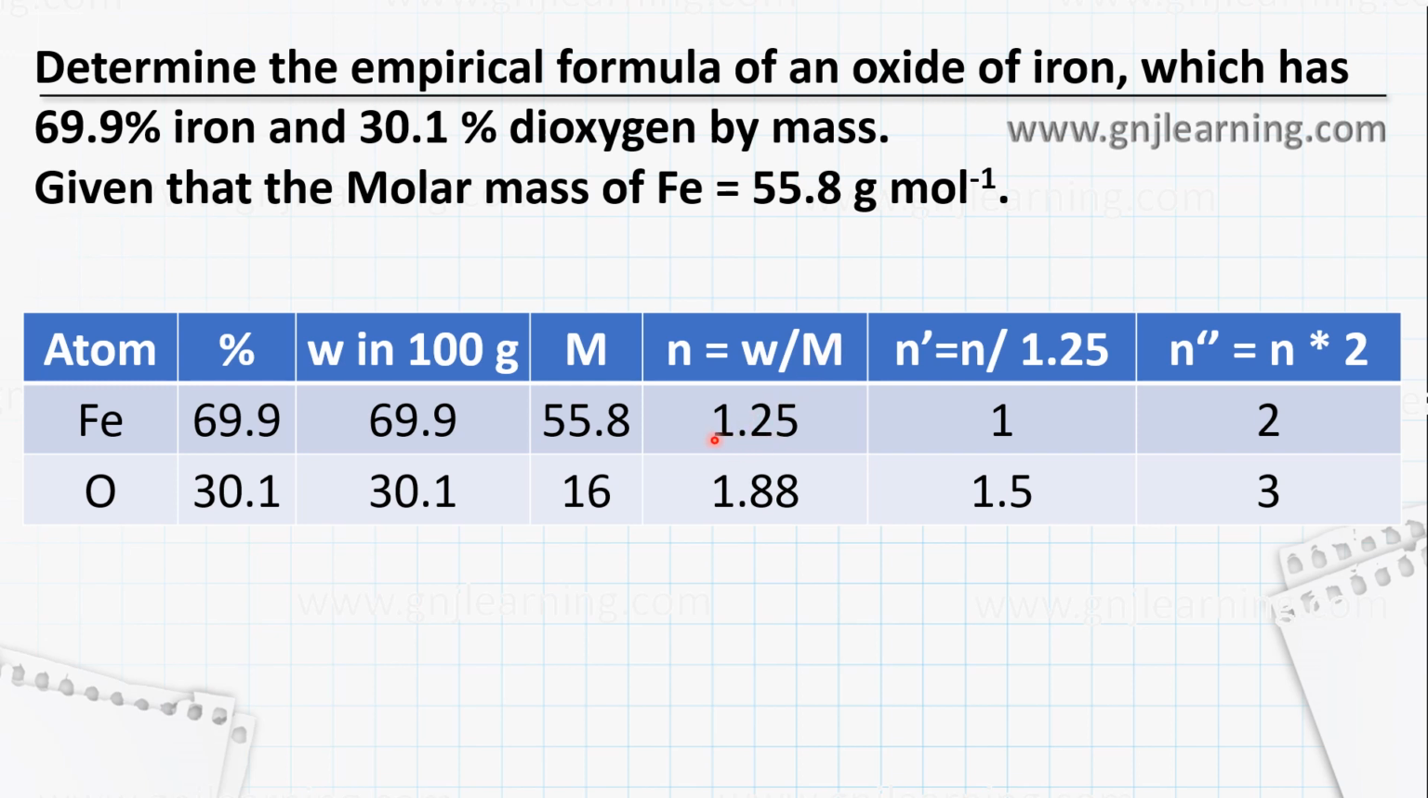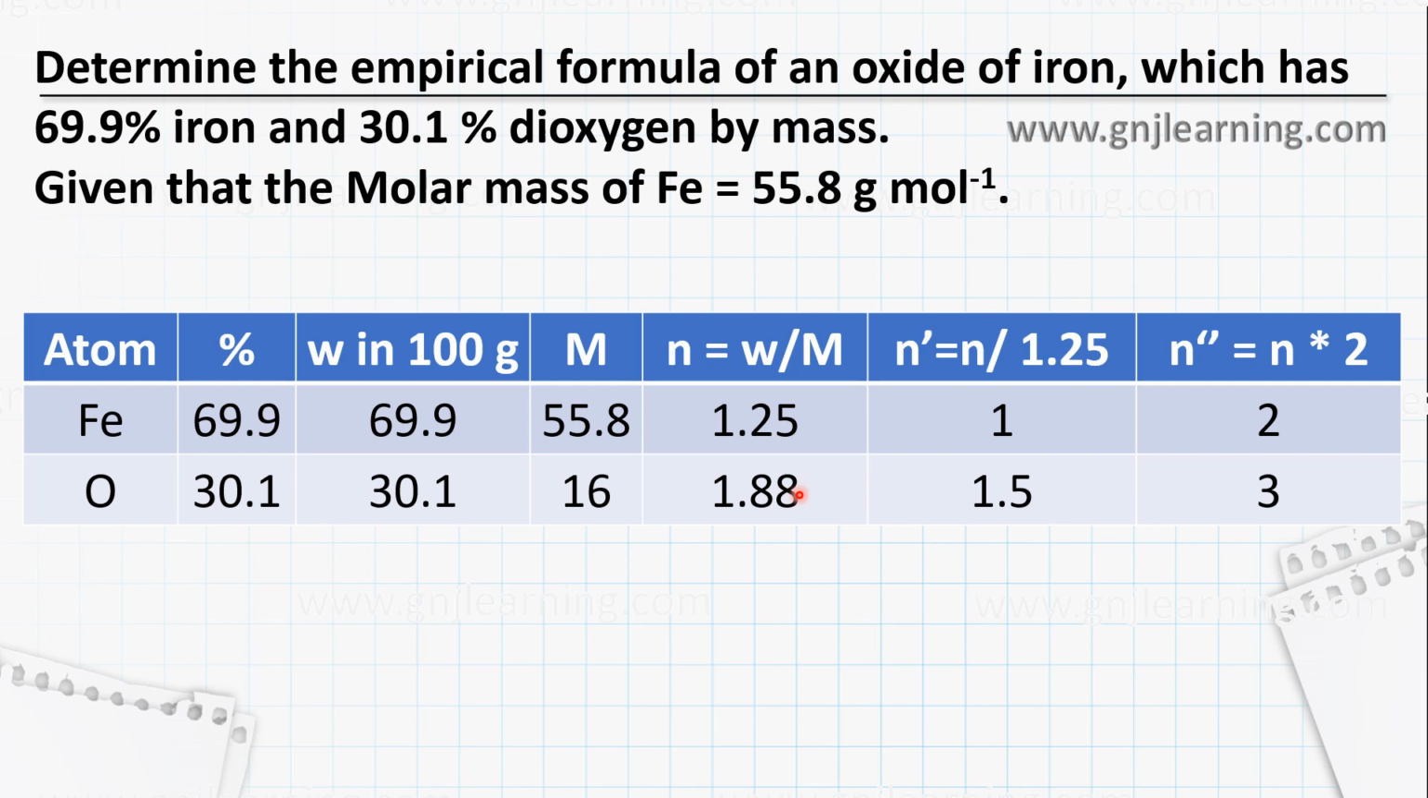So if I do that, I will get 1.25. That is mass 69.9 divided by 55.8, which is 1.25. And in this case, mass is 30.1, which is divided by 16, that is equal to 1.88. So as you can see, the number of moles are not whole numbers. For writing the formula, you need whole number values. So I want to make this into a whole number.